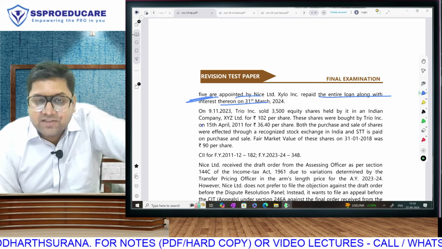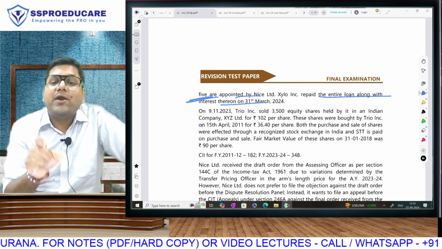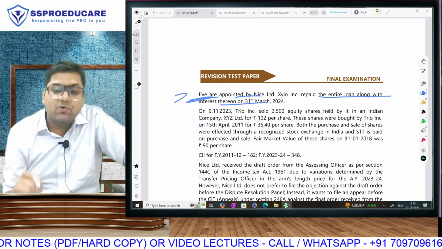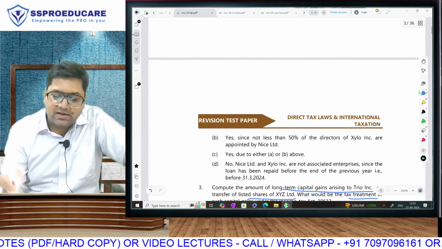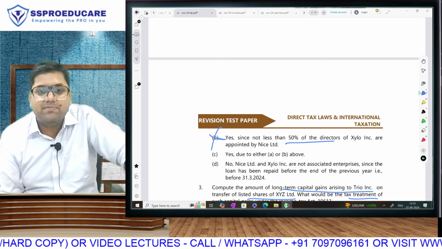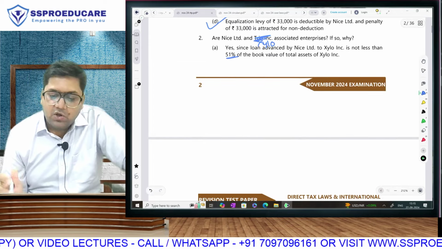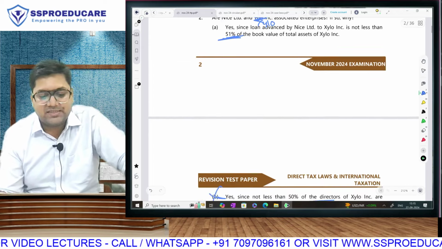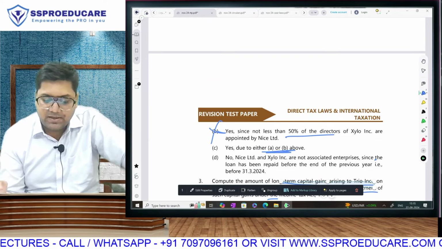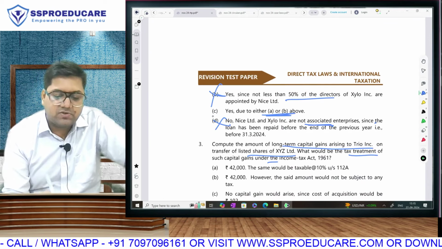And then this question therefore means they are testing you on the importance of the word equal to. Nice is appointing 50% directors in Xylo, but this condition is applicable only if it is more than 50%. And therefore, the second condition, not less than 50% director part, is not applicable. Director part will be applicable only and only if it is more than 50%. Yes. So loan advanced is not less than 51%. This is applicable, but director part is not applicable. So obviously due to A or B, both of them cannot apply. And if both of them cannot apply, obviously this not associated enterprise also cannot apply.